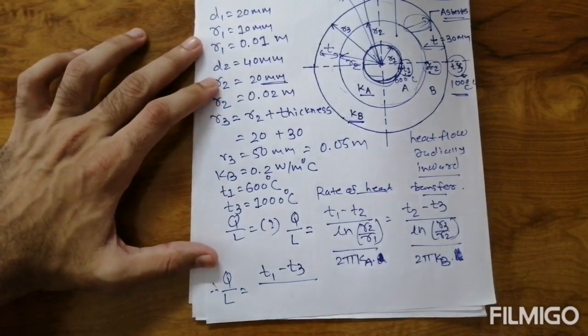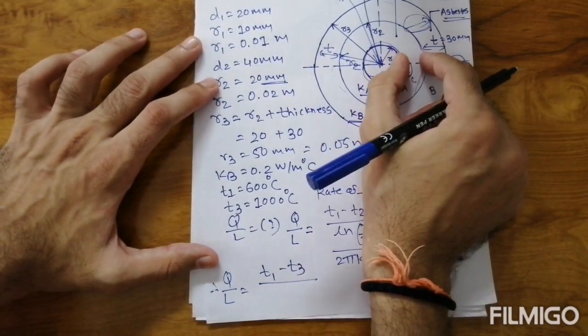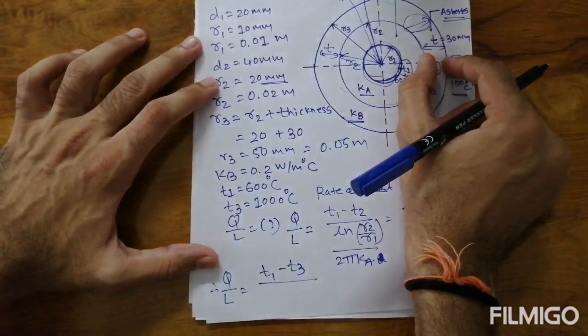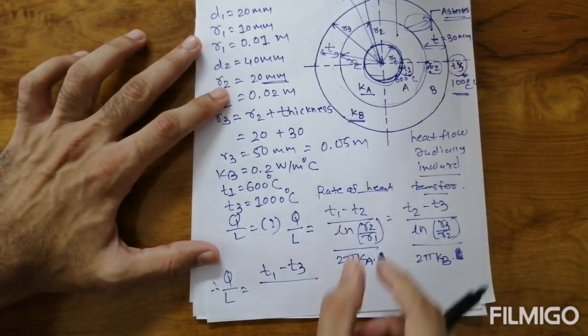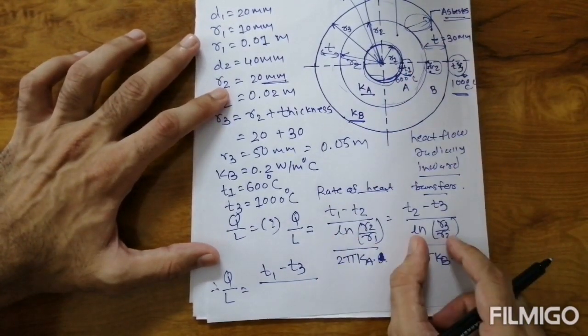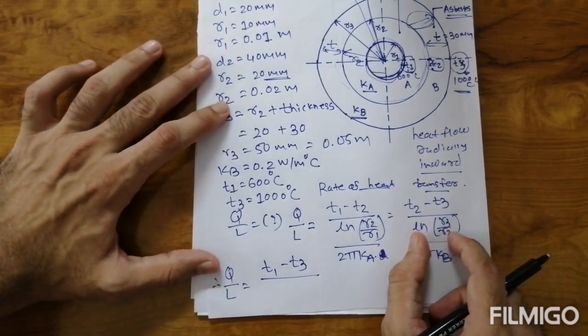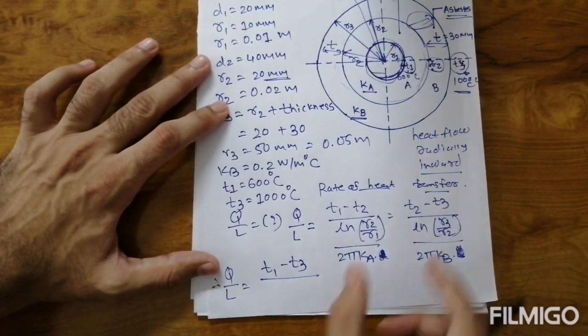Now how many resistances are there? Two resistances. One is the stainless steel resistance and the second is the resistance for the asbestos. Both are in series, so the summation of both will be considered.